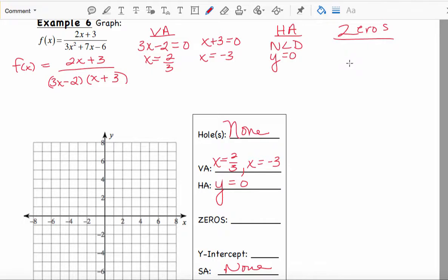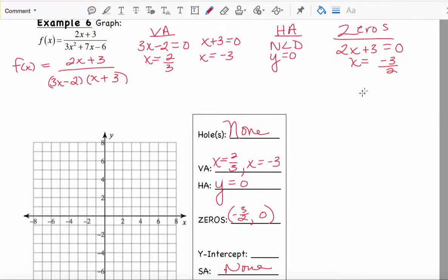The zeros are the x-intercepts. So in order to find your x-intercepts, when y is equal to 0, you take your numerator and you set it equal to 0. And so we are going to subtract 3 and divide by 2, so that's -1.5.